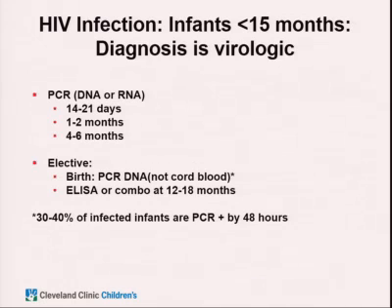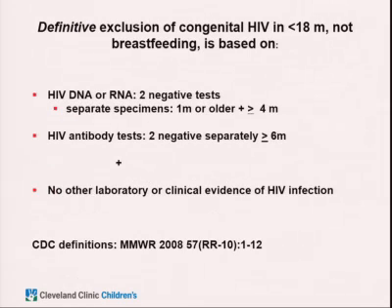And then if you want to confirm the baby is or is not infected, usually beyond 18 months, it's okay to do an antibody test. About a third of babies are PCR positive by 48 hours, and sometimes that's why we do the test right at birth. So how do we definitively exclude congenital HIV in babies less than 18 months who were not breastfeeding?